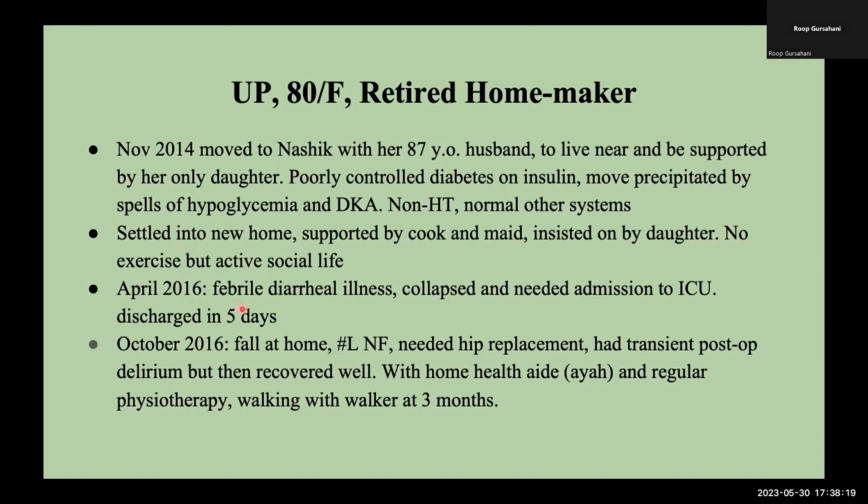In April 2016, she had febrile diarrhea, collapsed, needed admission to ICU, but was discharged in 5 days. So one illness. Second illness in 2016: fall at home, fracture of left neck of femur, hip replacement, transient post-op delirium, recovered well, but walking with a walker at 3 months. So you can see something is happening.